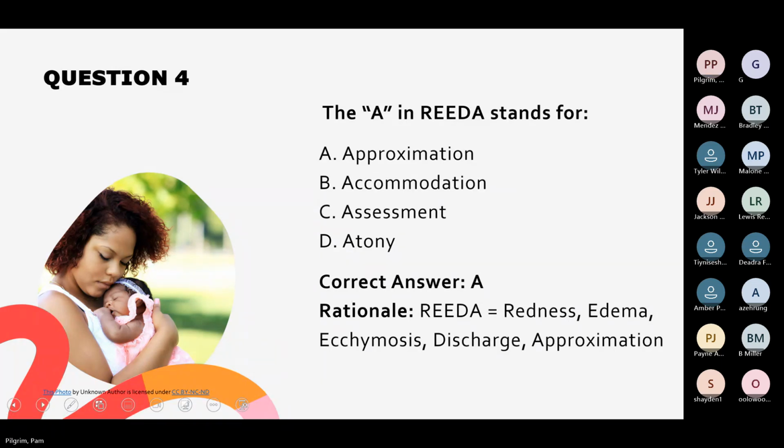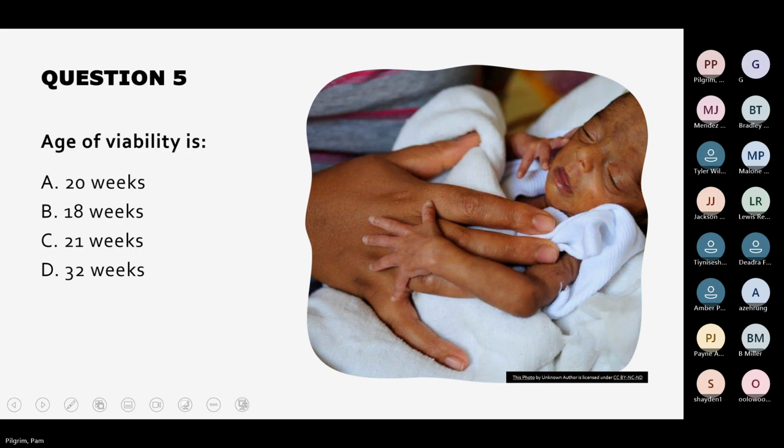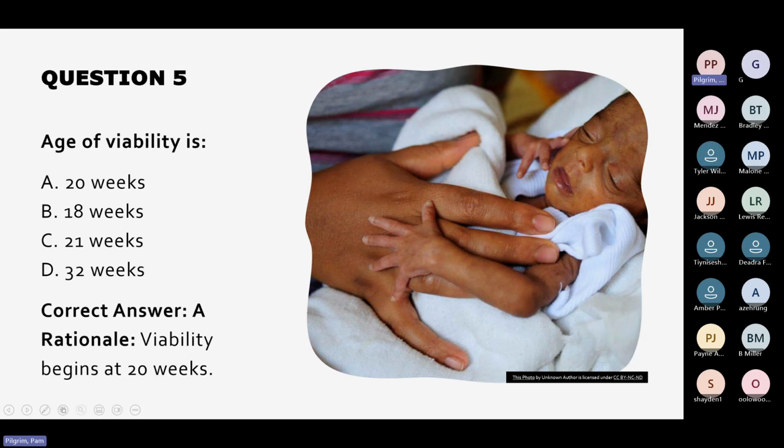Righty. The age of viability is what? See a lot of A's. The answer is A. Viability begins at 20 weeks.